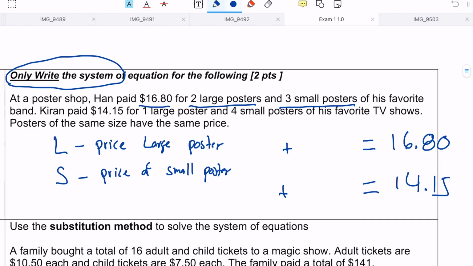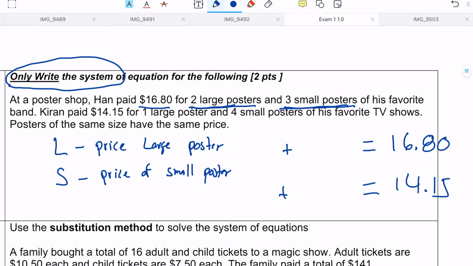Okay, so we have 2 large posters, 3 small posters. So we're going to say 2L plus 3 small is 1680. And the other one is going to be 1 large plus 4 small was paid $14.50. So that's how we write the linear equation right there. Very straightforward.